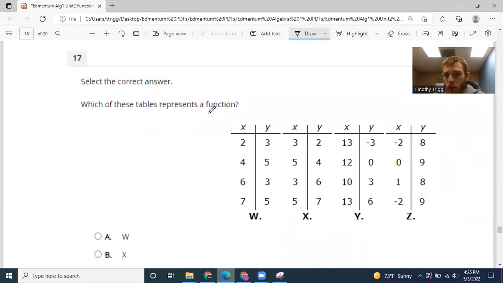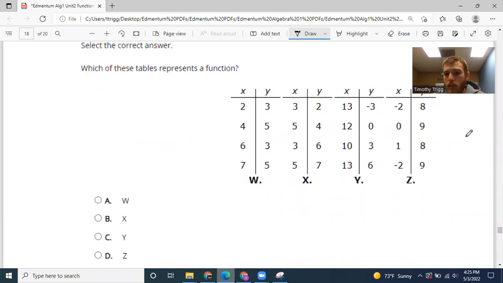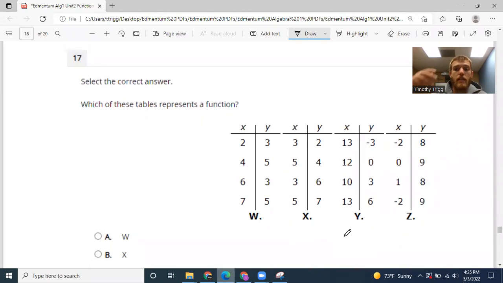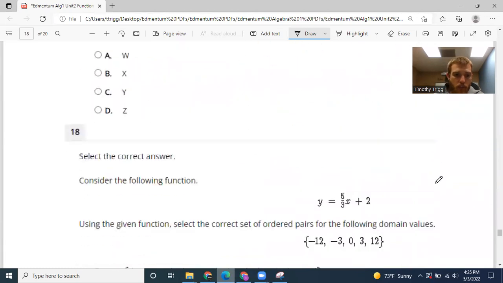Which table represents a function? We need to figure out which of these are a function. Once again, if you see the X value repeating, then it's not a function. So for example, this letter Z is not a function because you see this X value repeats going to different outputs. You see that? -2 goes to 2 different outputs. So this double input means it's not a function.